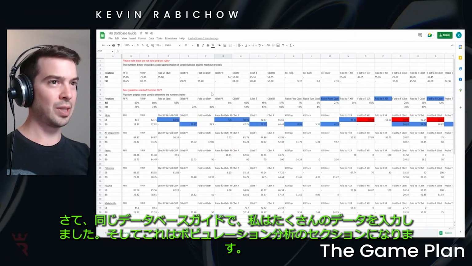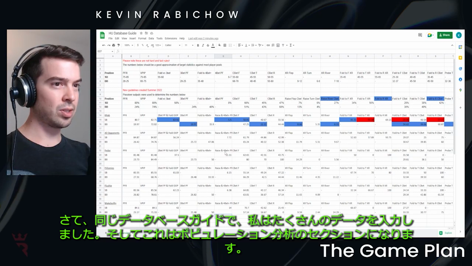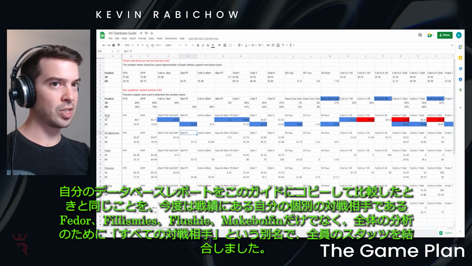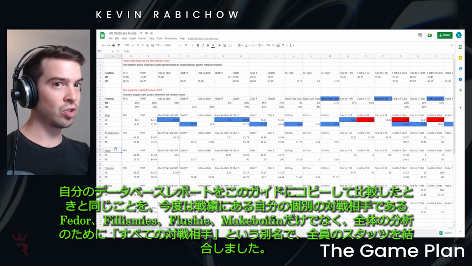Okay, now with that same database guide, I've input a whole lot of data, and this is going to be our population analysis section. So you'll see that there's just a lot more rows here. The same thing that I did for myself when I copied my database report into this guide for comparison, I've now done not only for my individual opponents in the Legend Showdown, so Fedor, Philizmiz, Flushy, and Make Boyfin, but also an alias called All Opponents, where I've combined all of their stats together for analysis in general.